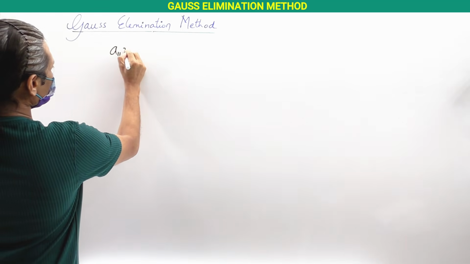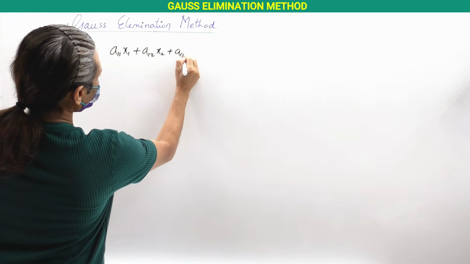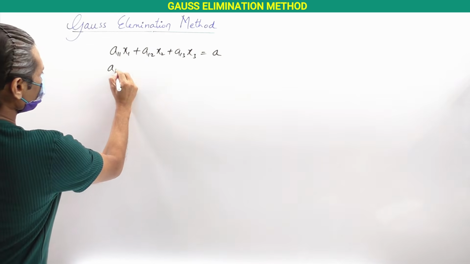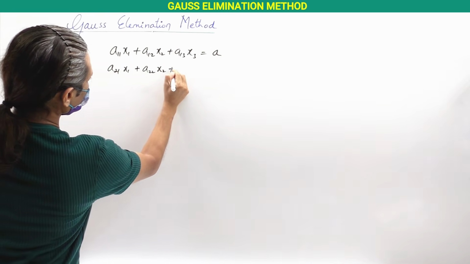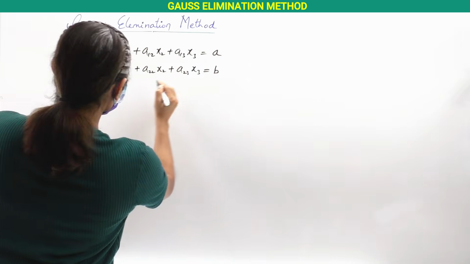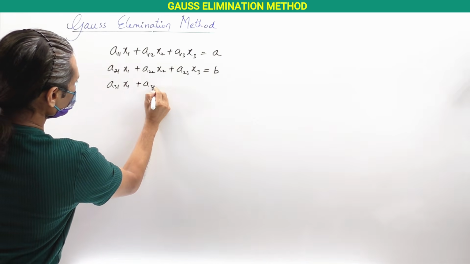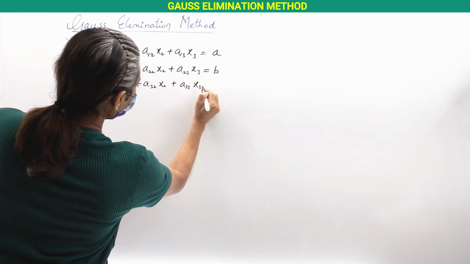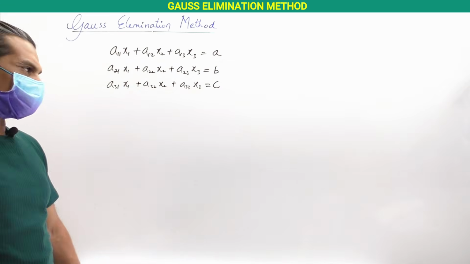Let's take a11x1 plus a12x2 plus a13x3 equals, say, a. Then a21x1 plus a22x2 plus a23x3 is equal to, say, b, and a31x1 plus a32x2 plus a33x3 is equal to c. So, this is a system of non-homogeneous equations.